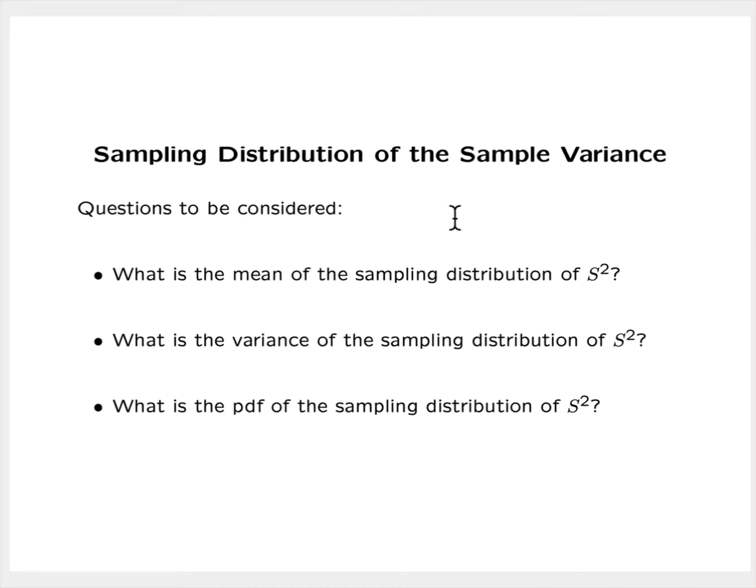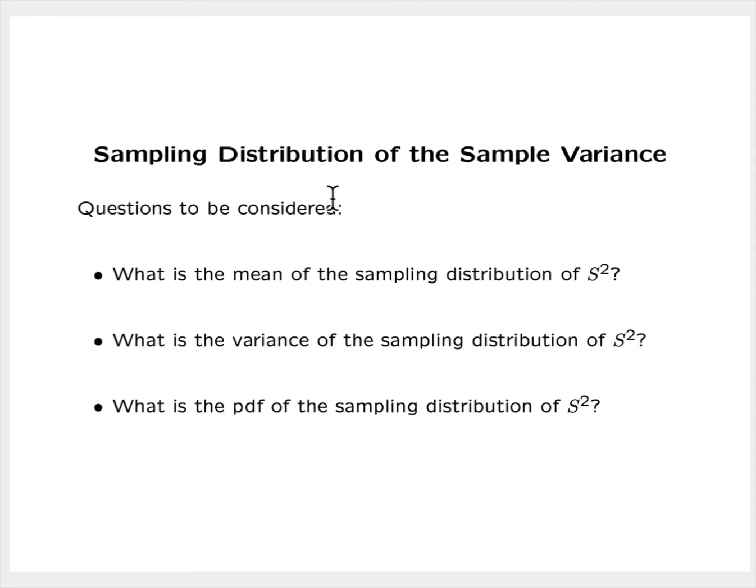And so we want to think about the sampling distribution of the sample variance. In other words, some questions to be considered. What is the mean of the sampling distribution of S squared? What is the variance of the sampling distribution of S squared? And can we somehow, or at least in some situations, find the PDF of the sampling distribution of S squared?